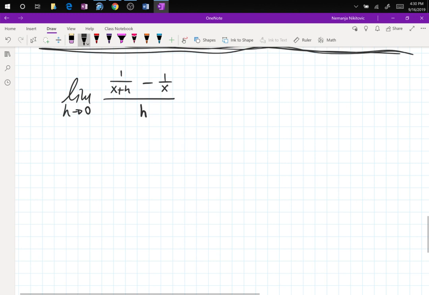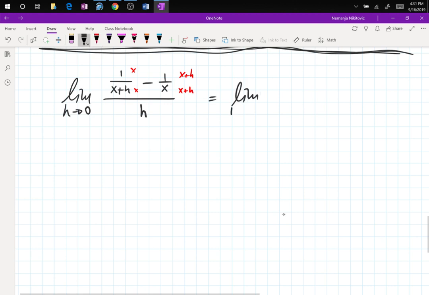I did mention that one of the methods in algebra, I said factoring, I said canceling, I said rationalizing, and I said add or subtract fractions. Right? So in this case, you are going to add these two fractions. Well, subtract, same thing. So we are going to subtract these two fractions. We need common denominator. So the first fraction will be multiplied by x over x, and the second one by x plus h over x plus h.